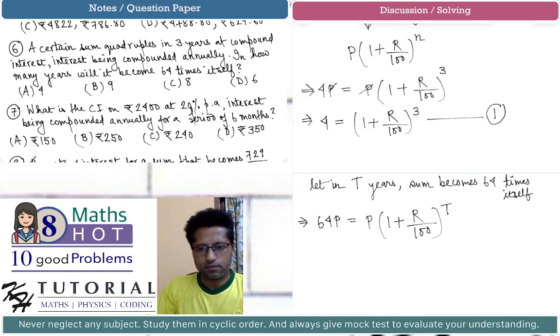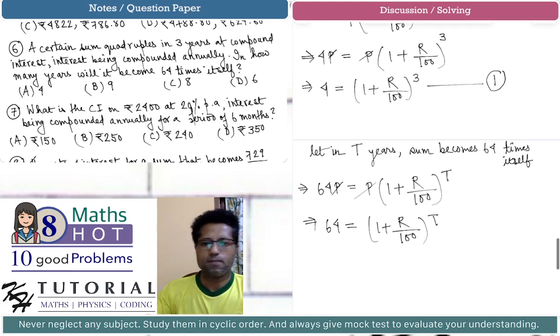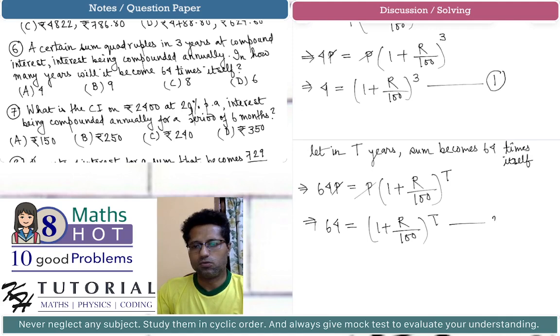If we cancel out p from this equation, we get 64 is equal to (1 + r/100)^t. Let this be equation 2.